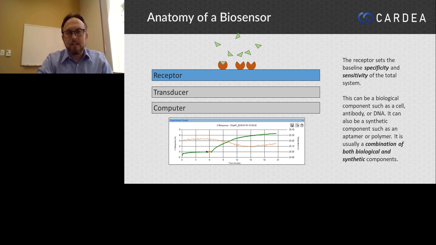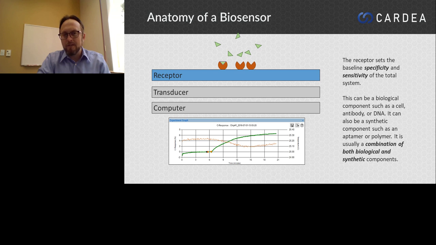The receptors here at the top, I've drawn my physics versions of proteins, which are those little orange Pac-Mans. Now, the receptor is the component that actually interacts with the environment. In a modern biosensor, this is something like an antibody or DNA, but in the beginning of biosensors, this was most often a polymer. And in reality today, it's usually a combination of synthetic and biological components.